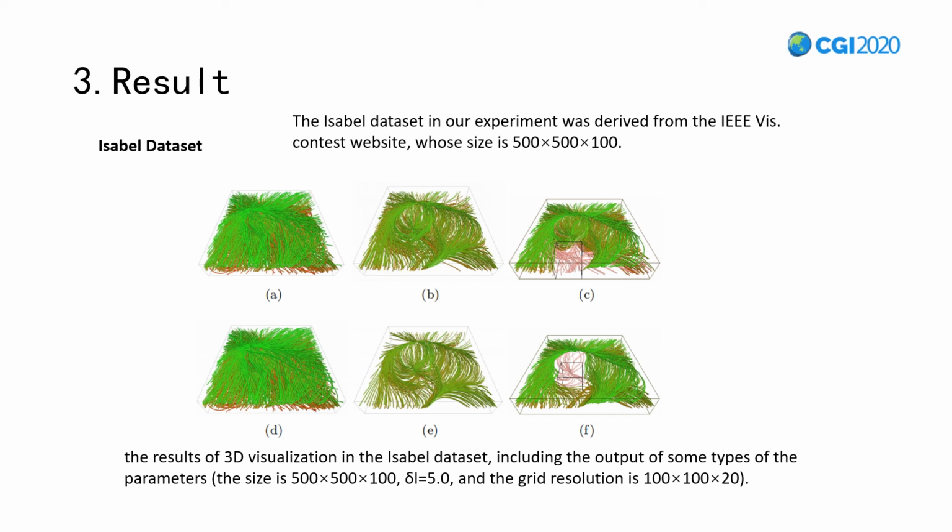Figures A and B show the differences only when the parameter delta Z is different. Figures D and E show the results only when the parameters delta X and delta Z change. And figures C and F display the visualization results by local density control.